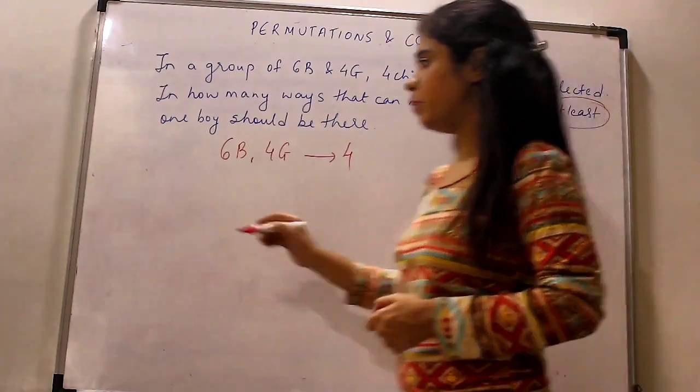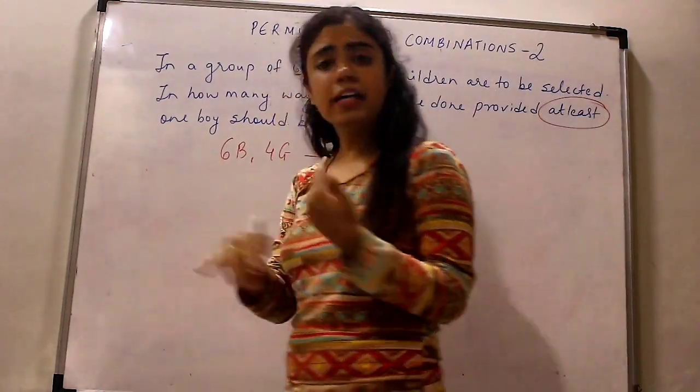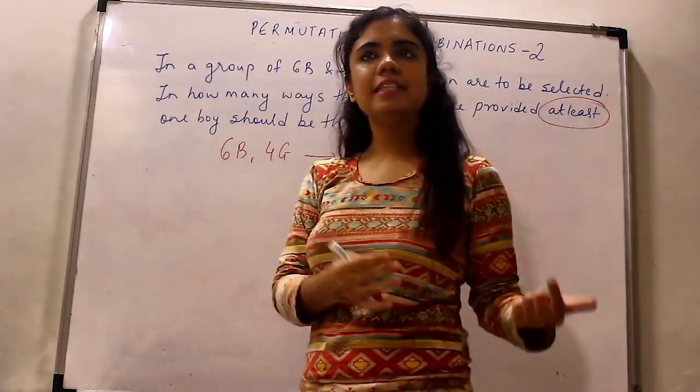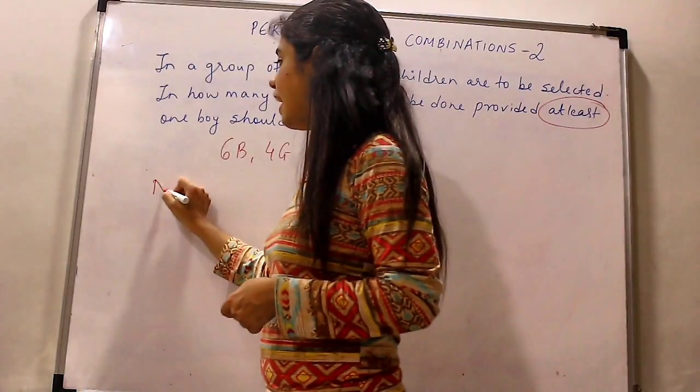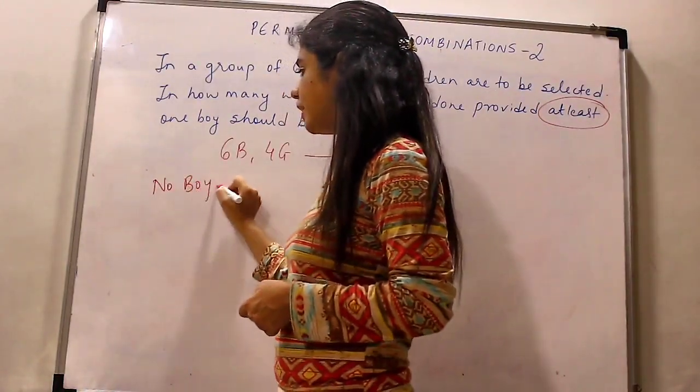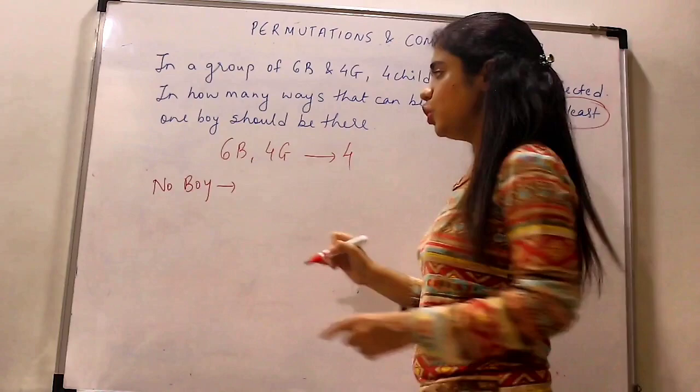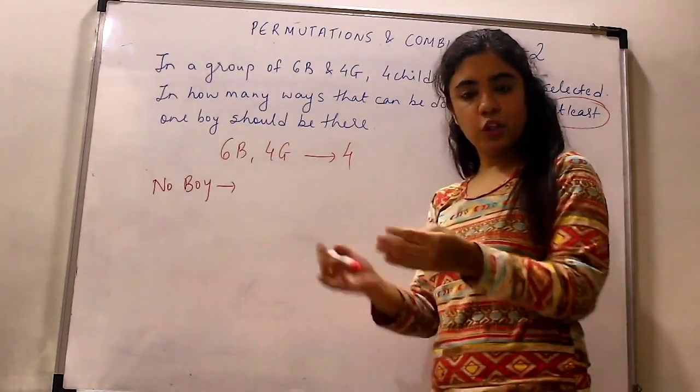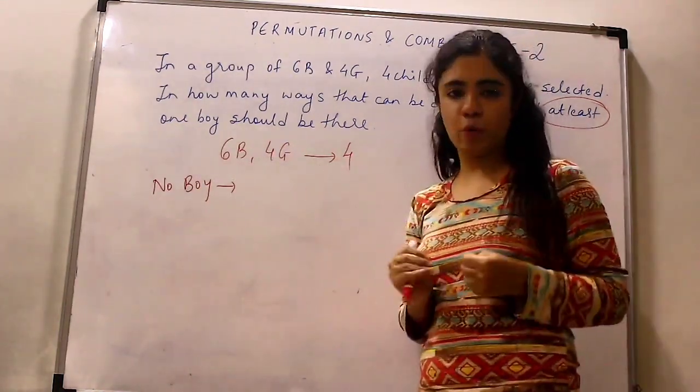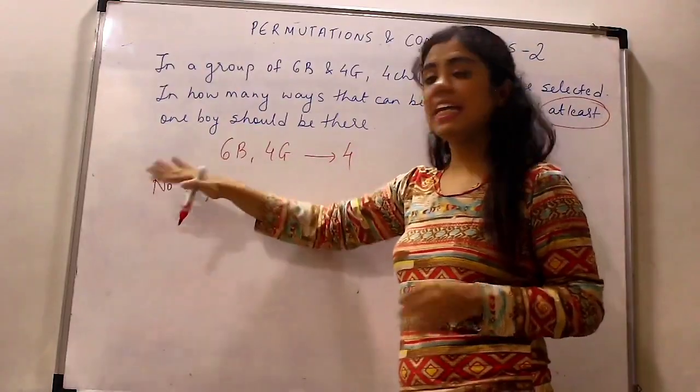One way is, suppose I'll calculate in how many ways can I select the people such that I have no boy. Okay? I have no boy. You have 6 boys and 4 girls. You have to make a team of 4 people. So I don't want any boy.